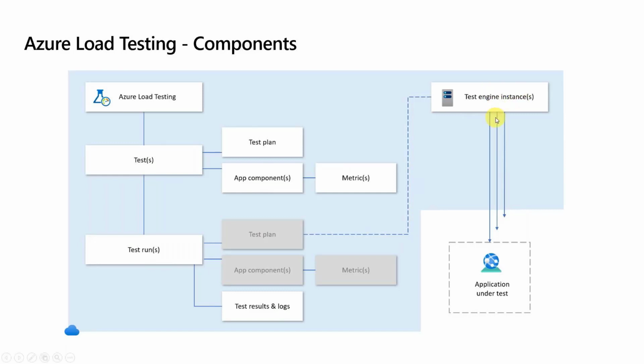And from these machines, it will simulate parallel or concurrent requests or load on our application. Okay, so we might have only 2 or 3 or 10 machines, but the number of users is different. From each machine, there may be multiple users who are simulating the load. That's how the load testing works. Okay.